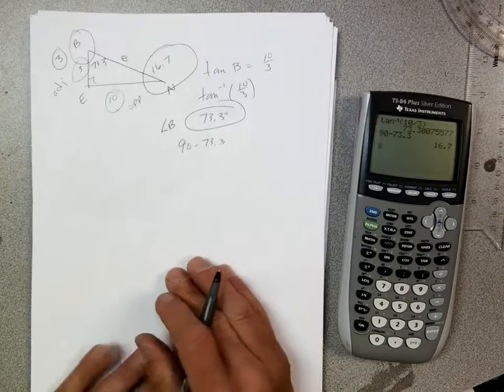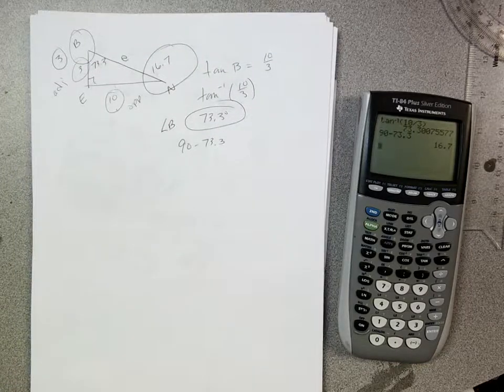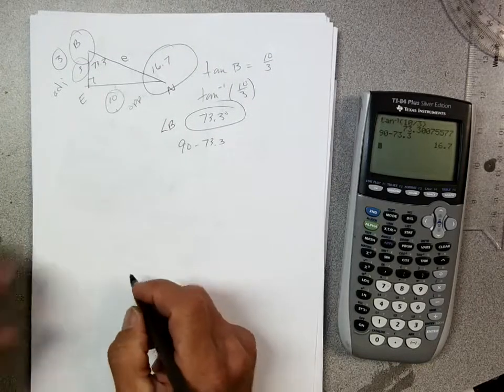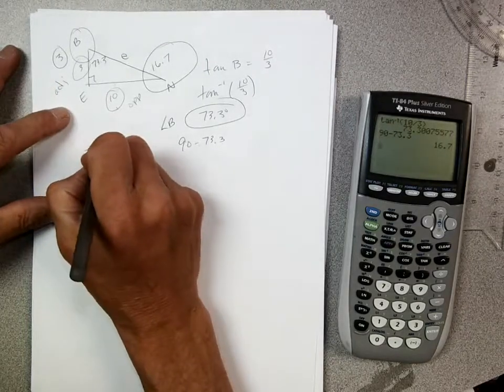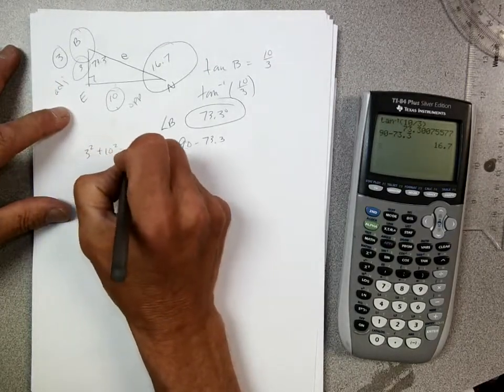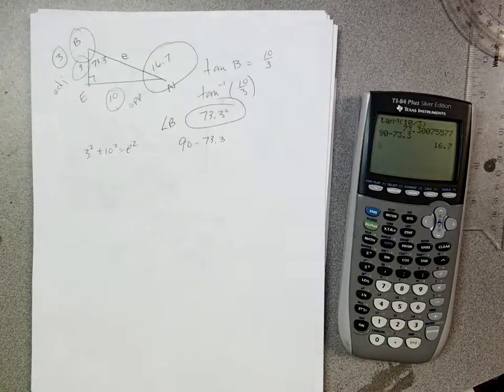And then finally, let's find little e. How do I do that? Yeah, let's do Pythagoras Theorem. Everybody, 3 squared plus 10 squared equals e squared. And some people actually use trig to get these. You can.